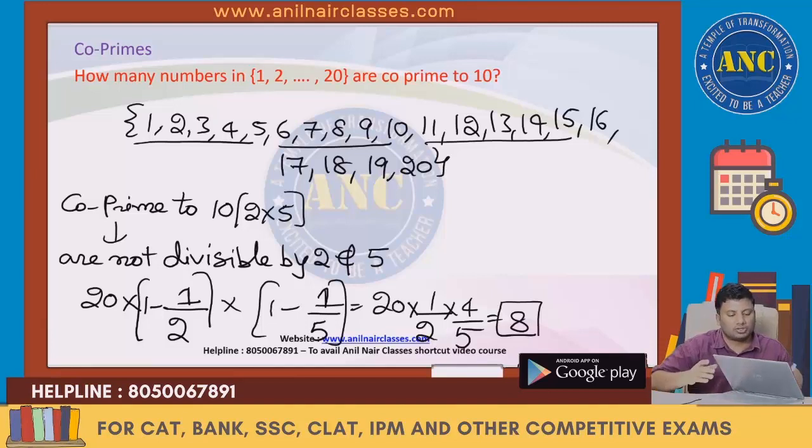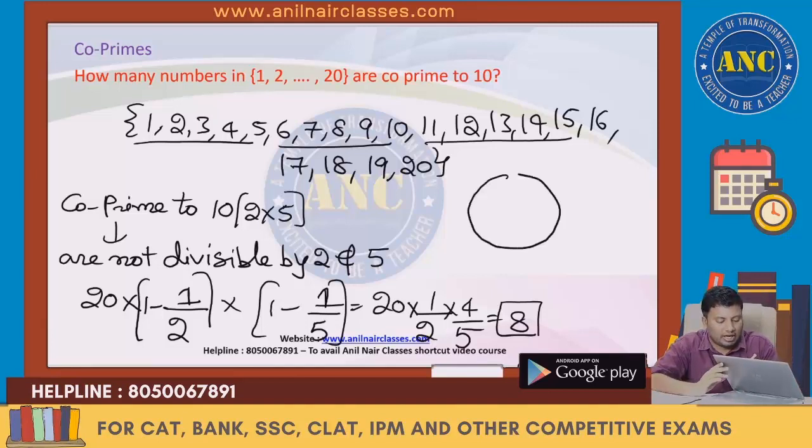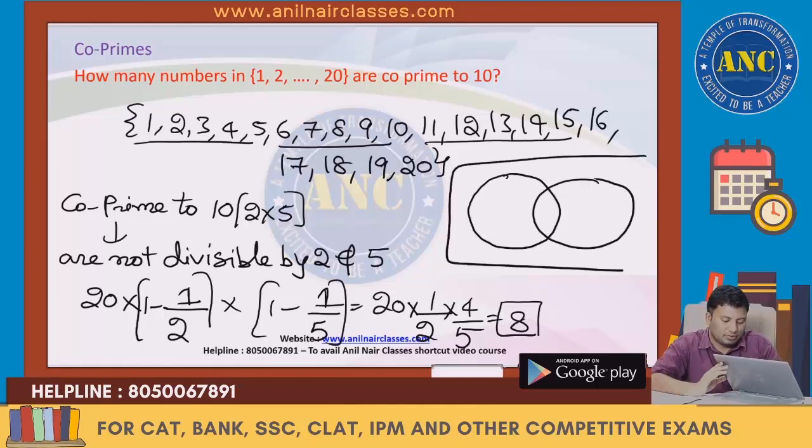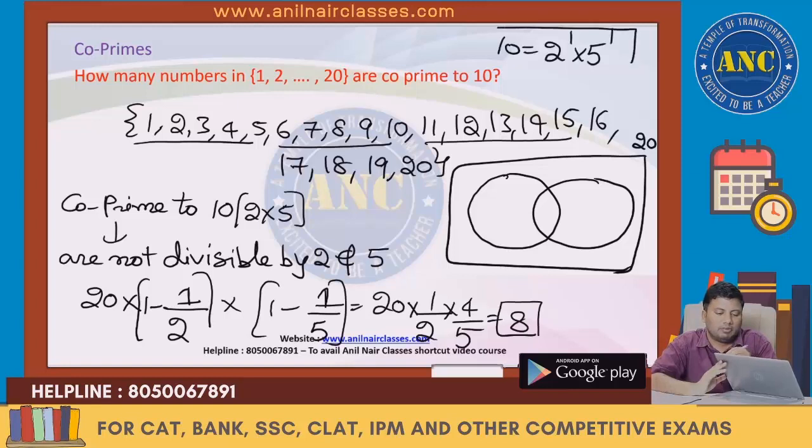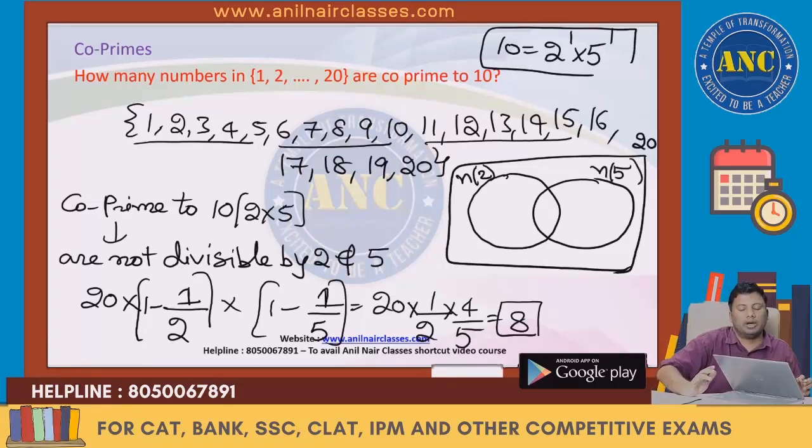Or you can also do it by using Venn diagrams. Total how many numbers are there? 20. 10 is nothing but 2 into 5. So how many are divisible by 2? How many are divisible by 5? How many are divisible by 2 and 5? Remaining will be the answer.